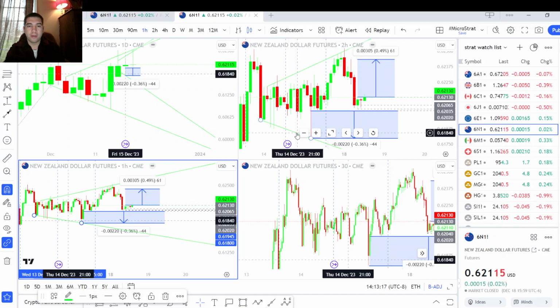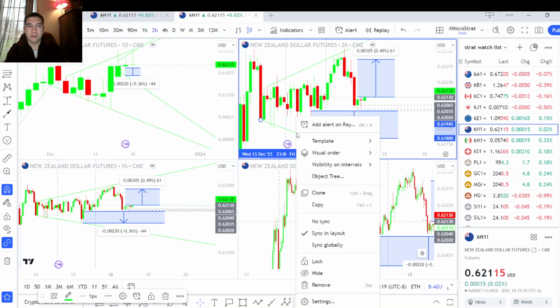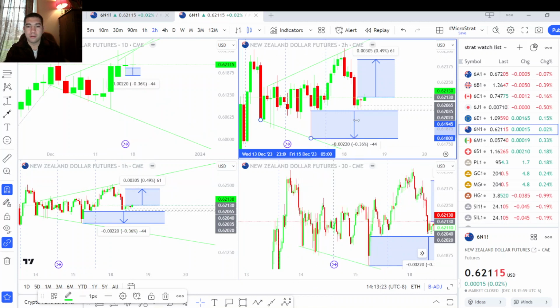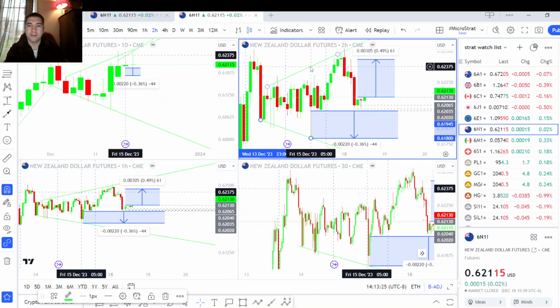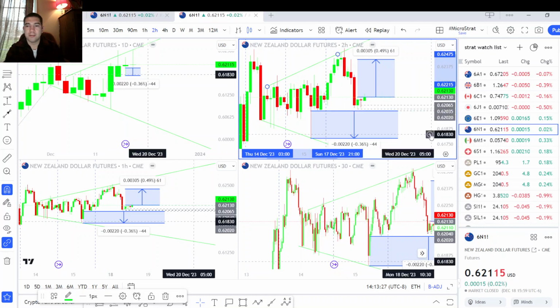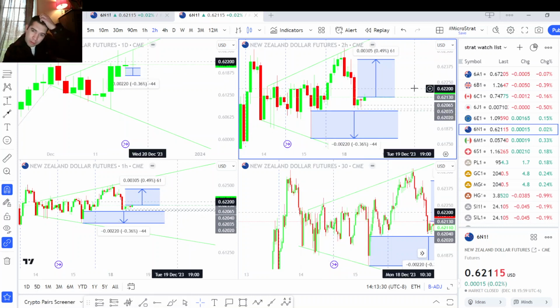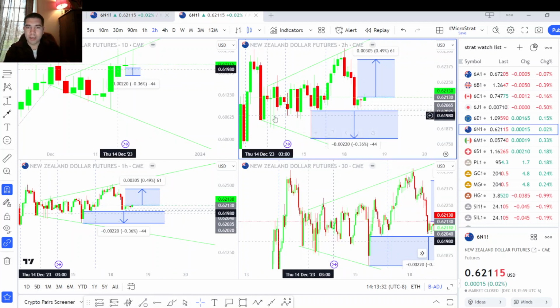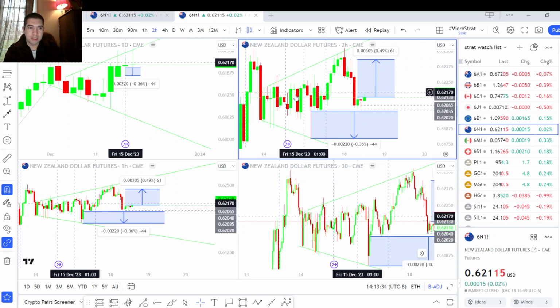People are probably laughing at the way I'm doing this right now. There we go. This is what I was trying to do. Okay, so we have these broadening formations that we've drawn right here.